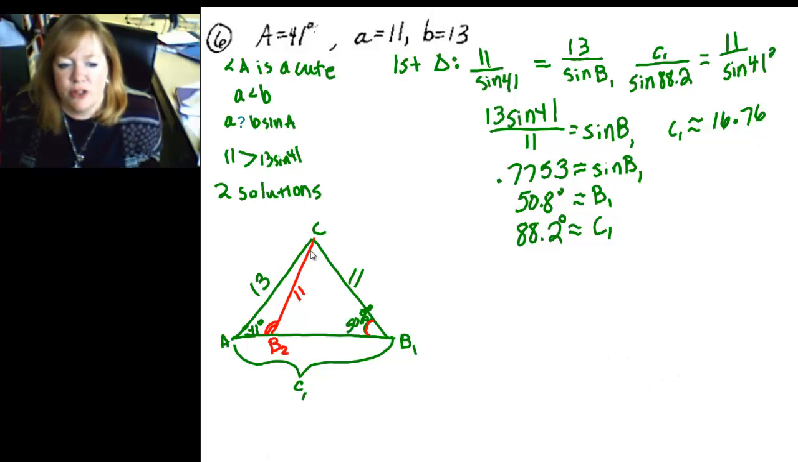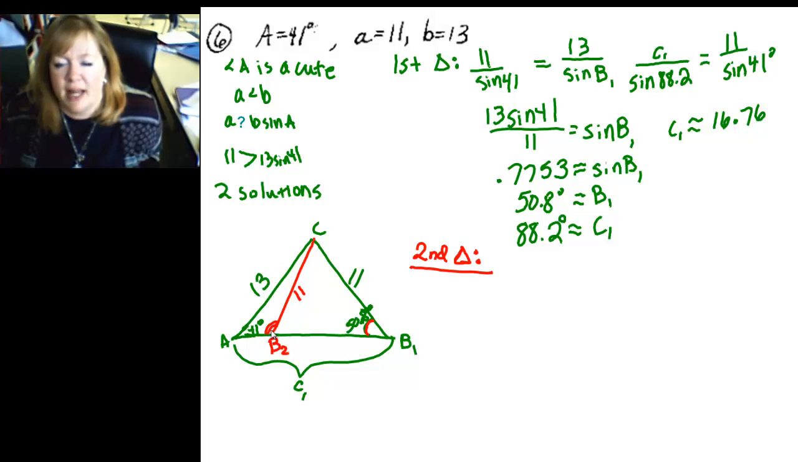Second solution is if we swing that 11 around this way and our B2 is inside here. Now if you notice, this is 11. If we swing it over this way to get our second possible triangle, which would be this triangle A, B2, and C, these are equal, aren't they? That means if this is 50.8, this guy over here is 50.8.